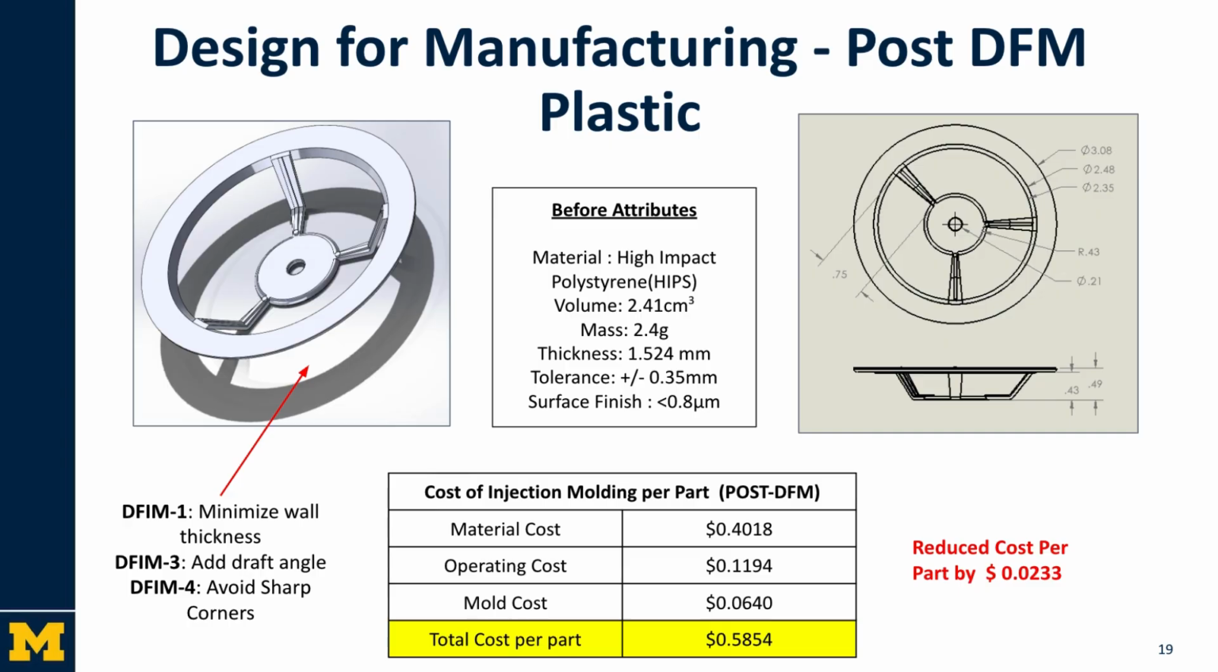After applying DfM principles, we reduced wall thickness, added proper draft angles, and removed sharp corners to improve flow and ejection without affecting functionality. These updates lowered the cost to around 58 cents, giving us about a 2-cent reduction per plastic part.